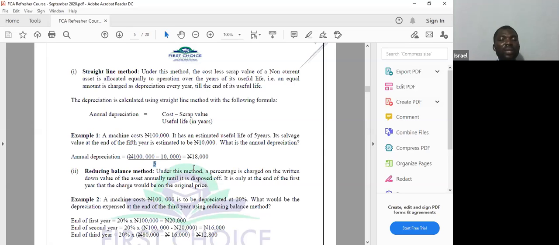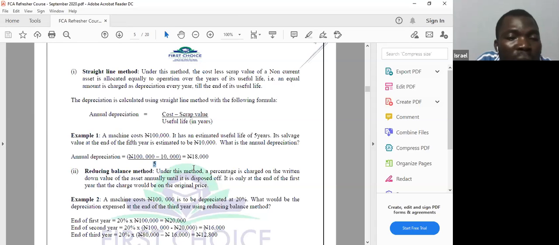Now we look at information 2, talking about the reducing balance model. Under this model, a percentage is charged on the written down value of the asset annually until it is disposed of. The reducing balance normally uses what we call the carrying amount. So they tend to charge the percentage on the amount until the amount runs to zero. That is what we call the reducing balance method.